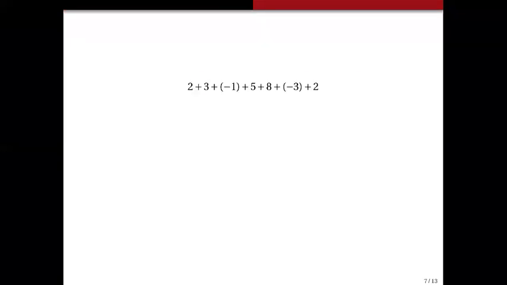So for example, we have this 2 plus 3 plus negative 1 plus 5 plus 8 plus negative 3 plus 2. We can let x1 be equal to 2, x2 be equal to 3, x3 be equal to negative 1, x4 be equal to 5, x5 be equal to 8, x6 equals negative 3, x7 equals 2.